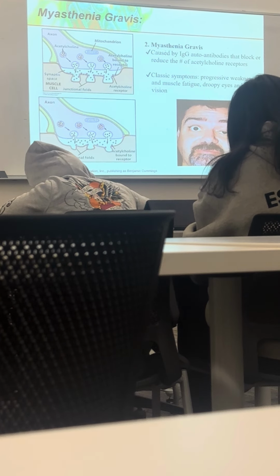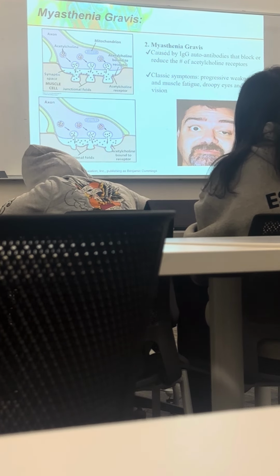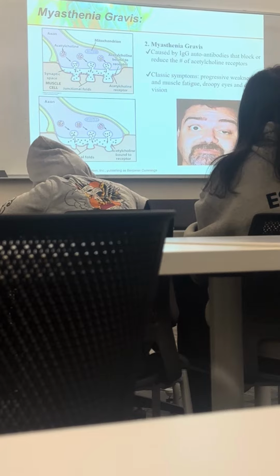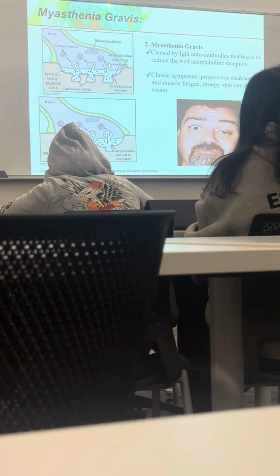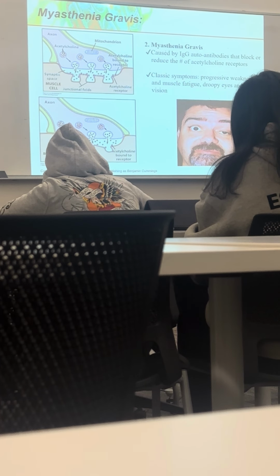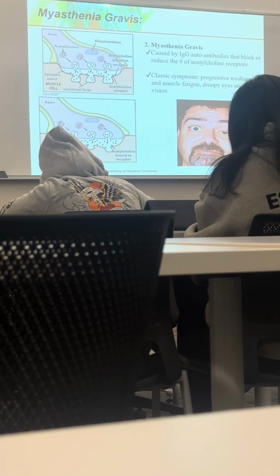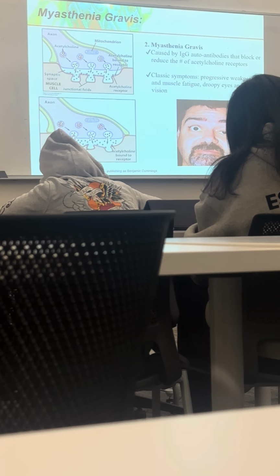So why blurred vision? Or double vision? What do you have in your eyes also? Muscles. So those muscles don't work. Can't see right. Typically fatigue, okay? Muscle weakness.